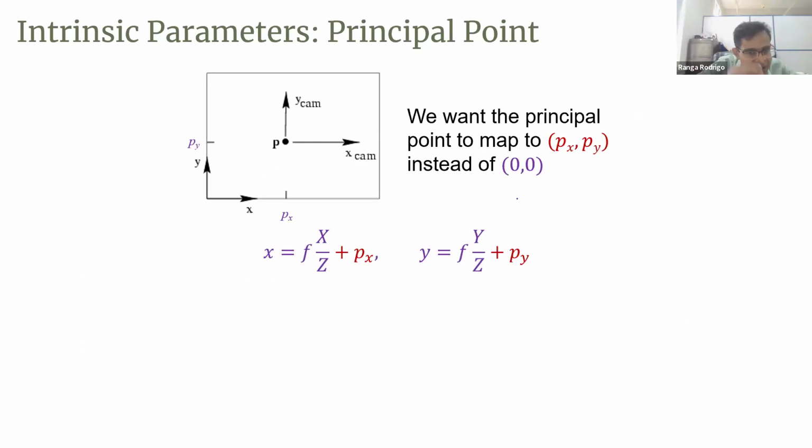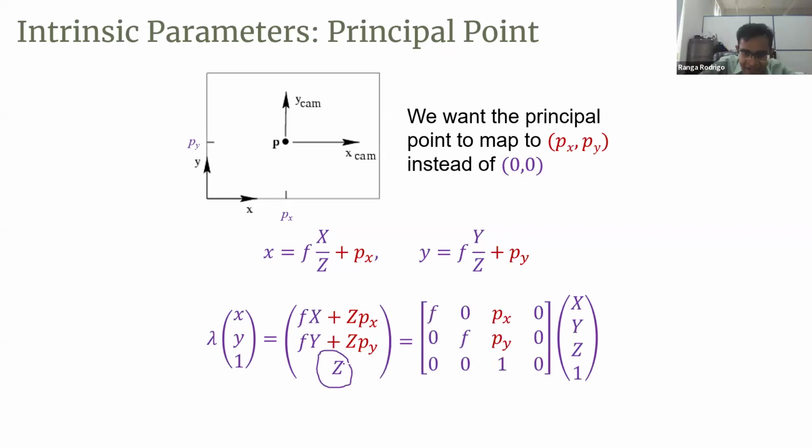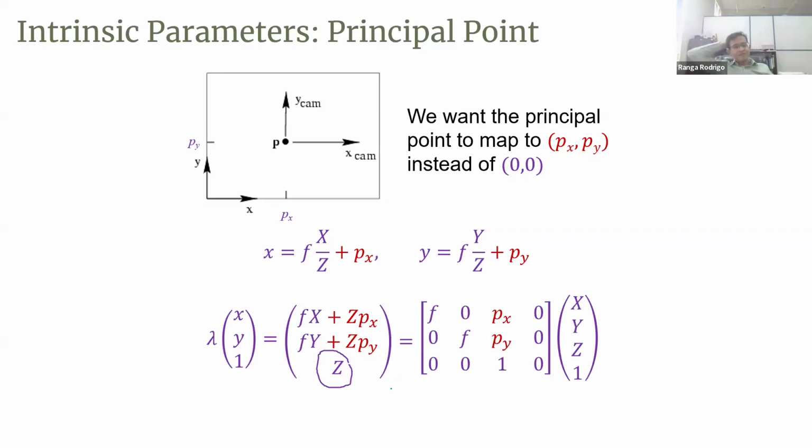This is very simple. But when you have this in the equation, how do we capture that in matrix form? If z times Px is required, why do we need z times Px? Because remember, we are dividing that by z. And then the numbers in the matrix are f, 0, Px, 0. Now you can see it's beautiful, right? If you think about this, I will give you a minute to think about this.